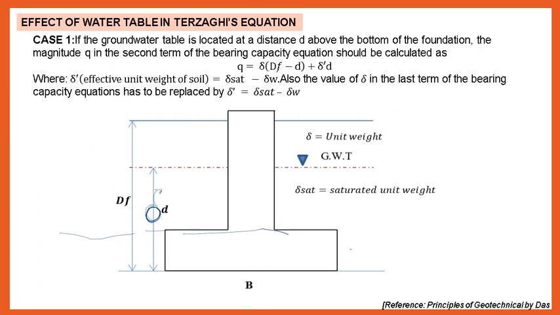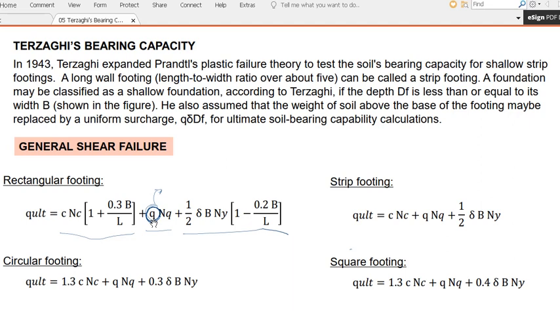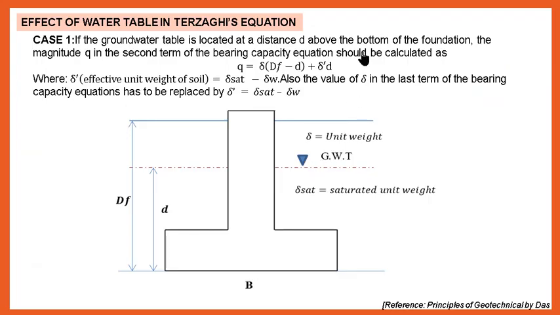this equation. So that is the second term. For a circular footing, the second term is this, and we also replace it with that equation. Same for strip and square footings. Okay? So that is if our water table is located above the bottom of the foundation.